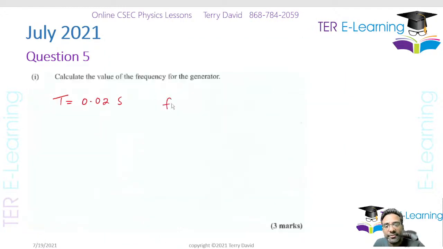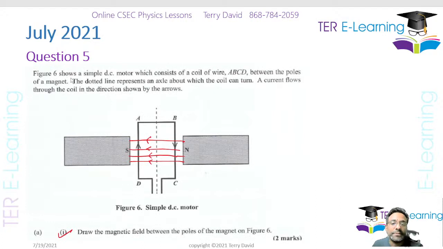Then you want to calculate the frequency. So your frequency formula is 1 over T. So this is 1 over 0.02, and you're going to use the calculator for that. That's 50. Yeah, you're going to get 50 hertz. So that's my answer there. Somebody's asking if I drew any magnetic field. I drew that already. That's it there. That's all they want.